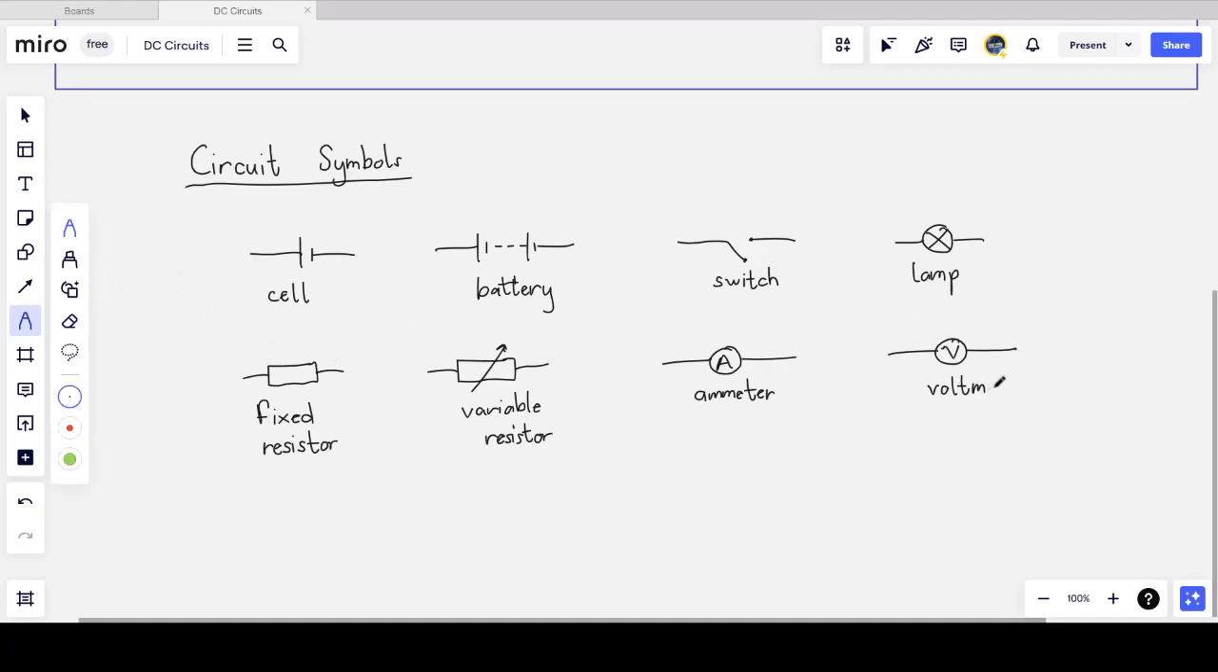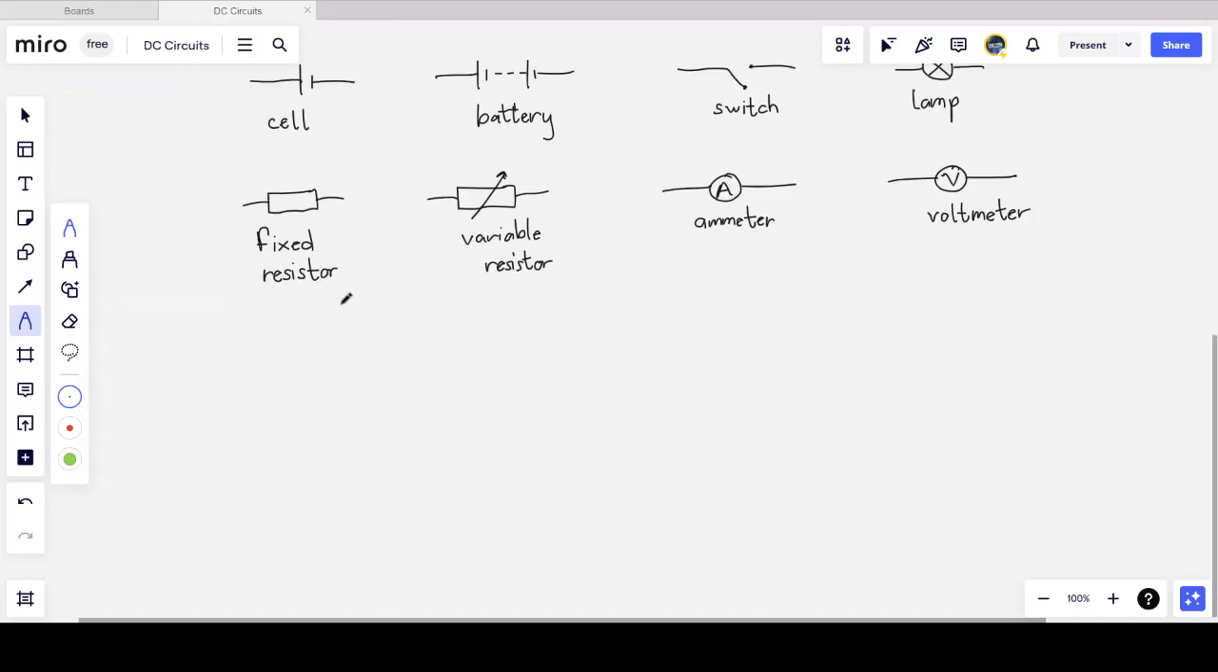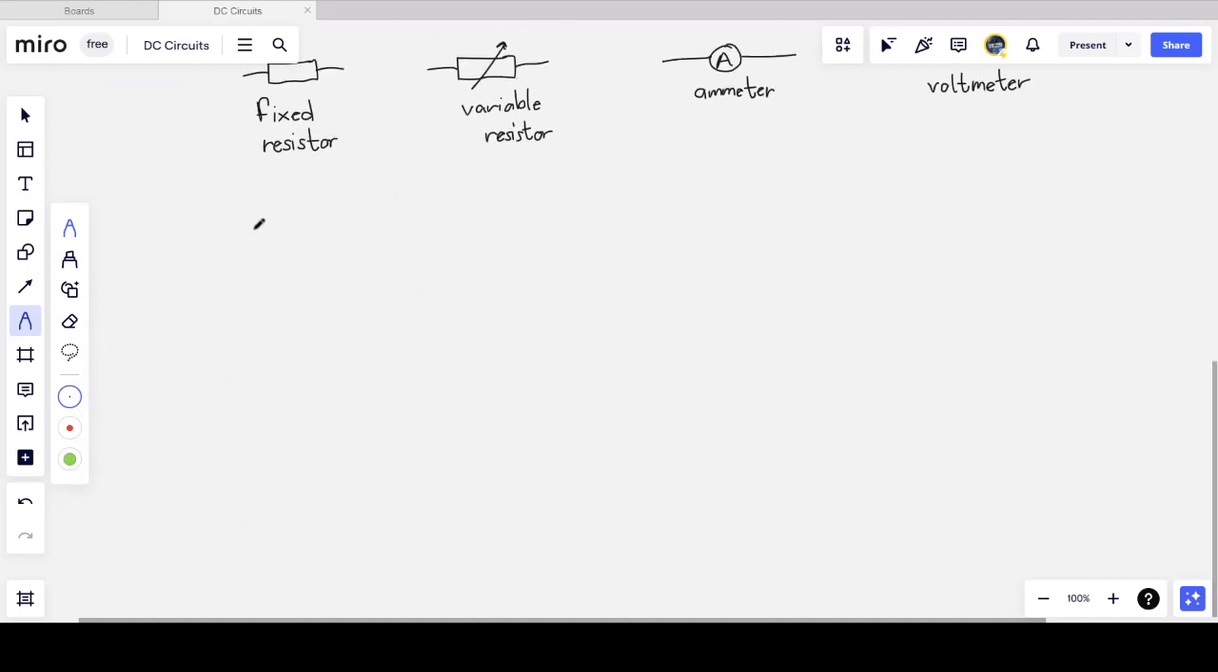And so this is called a voltmeter. And so these are some of the symbols that we're going to use. Again, there are others like diodes, etc. But as you page through your textbook, you will see these symbols, and it would be a good idea to learn as many as you can. So where do we start in this topic?